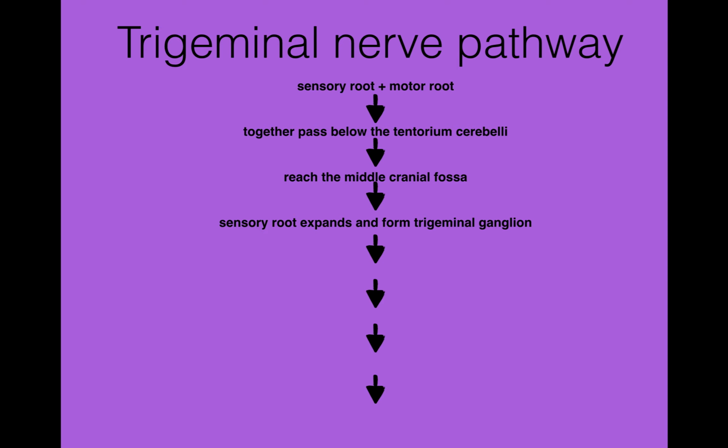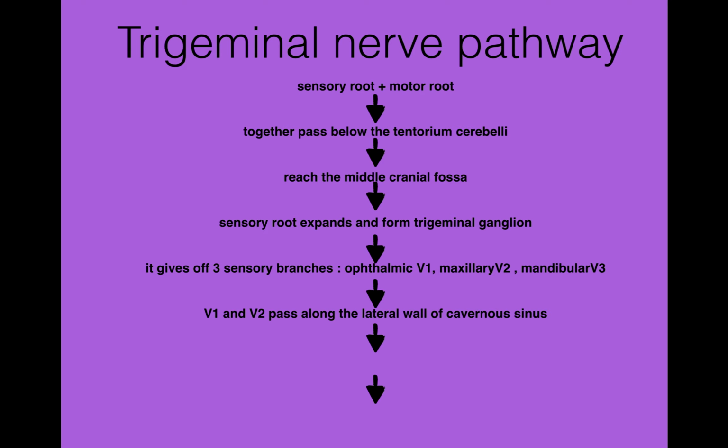And then the sensory root expands into a large, flat, concentric trigeminal ganglion, while the motor root stays separate below the ganglion. And the anterior part of the ganglion beyond the subarachnoid space gives off its three sensory divisions, which are namely the ophthalmic, the maxillary, and the mandibular nerves. And the ophthalmic and the maxillary divisions pass forward in the lateral wall of the cavernous sinus.